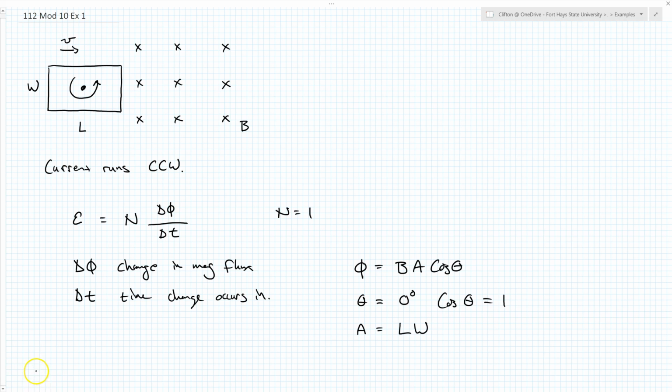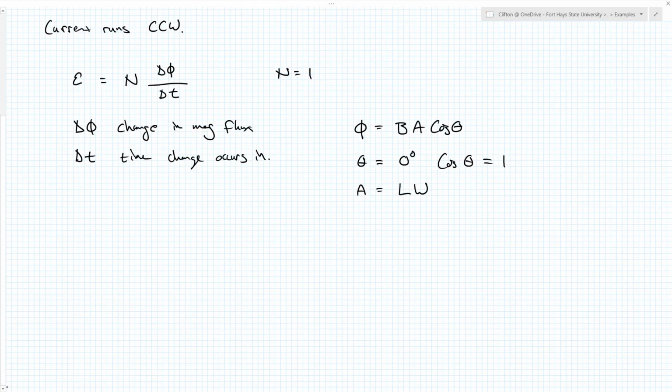Now I will mention that there's a negative sign that goes in front of Faraday's law. In the book you see a negative sign there. We're looking for the magnitude of the current, so we can drop this negative sign. This negative sign indicates the direction of the EMF and the current that is driven through the loop. Since we're going to use Lenz's law to determine the direction for all of these problems, we can drop that negative sign. It's only important if we want to determine the direction from Faraday's law.